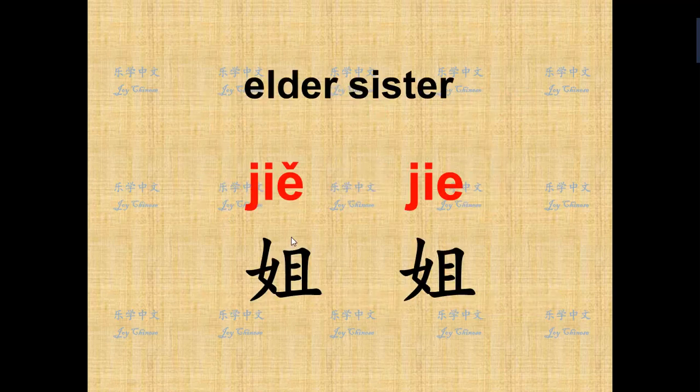Next one we learn 姐姐, ji ye jie, third tone. So this is the sister, elder sister older than you. So again we double it, the last one is light, and you will see the female sign on the left hand side. 姐姐 means elder sister.